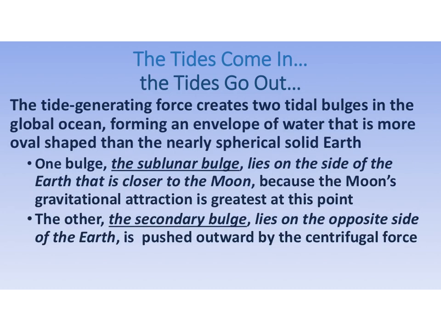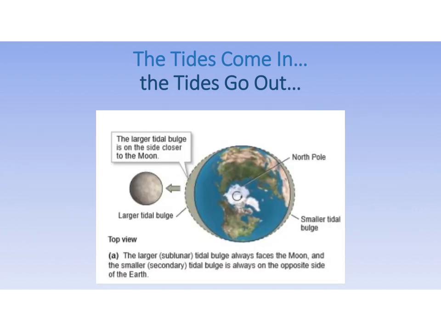As I just mentioned, your sublunar bulge and secondary bulge, these are responsible for our high tides. And that's a great little diagram right there, showing you on one side that the water is being pulled. This is going to be the greater bulge, so that is your sublunar, or superlunar, however you want to think about it. And then over here, you still have a high tide. It's not as pronounced, but it's still there.